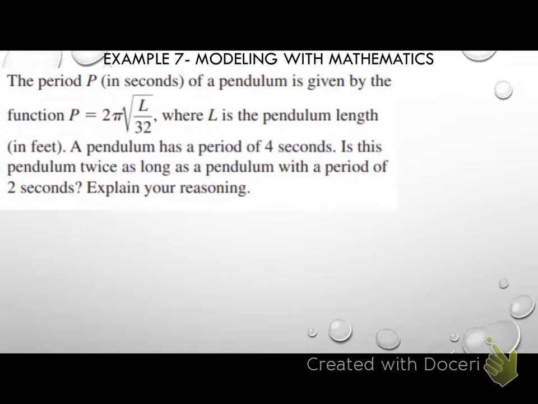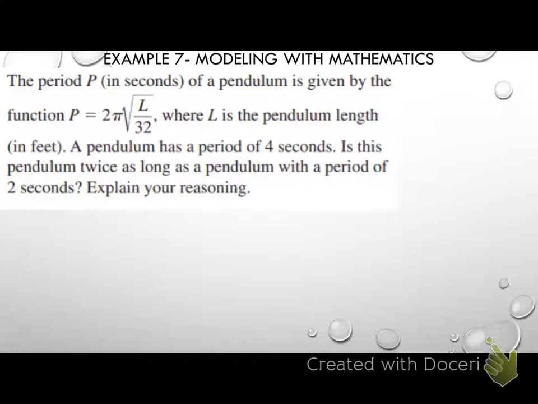Word problem. The period p in seconds of a pendulum is given by the function p equals 2 pi times the square root of L over 32, where L is the pendulum length in feet. A pendulum has a period of 4 seconds. Is this pendulum twice as long as a pendulum with a period of 2 seconds? Explain your reasoning.